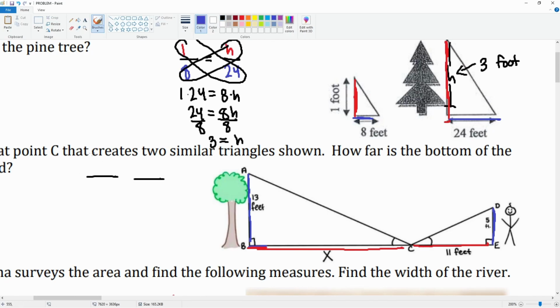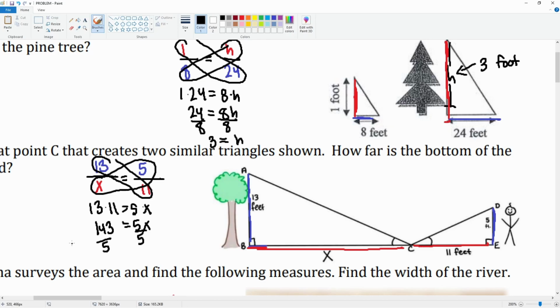Now we can set up the proportion. Here we have the height of the tree, 13, and we have Mr. S's height, which is 5. Then on bottom, which is x, and this is 11 feet. Cross multiply. 13 times 11 is equal to 5 times x. This gets you 5x. 13 times 11 gets you 143. Divide by 5, divide by 5. 143 divided by 5. x is equal to 28.6 feet. Okay, there you go.